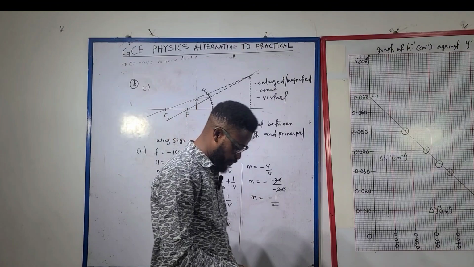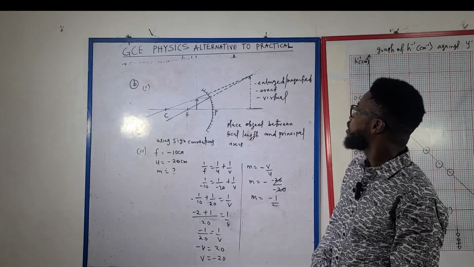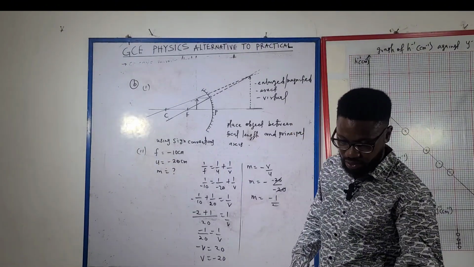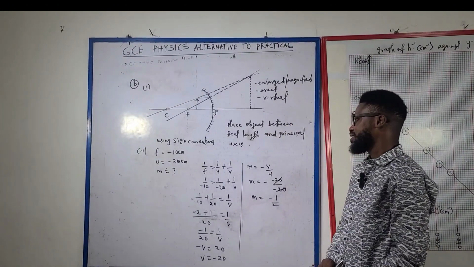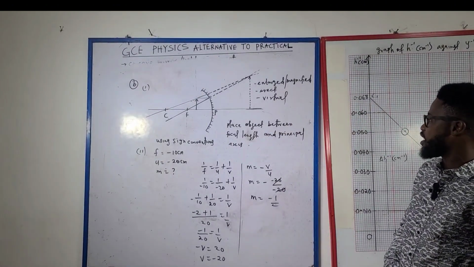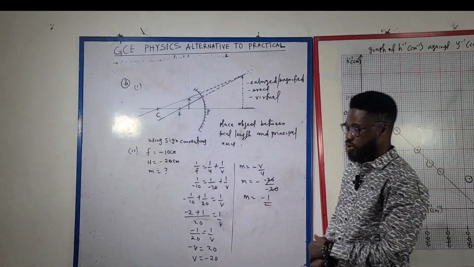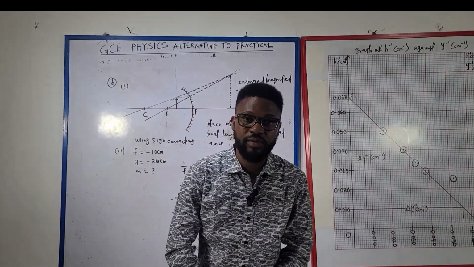And with that, we've come to the end of this question from this light experiment using a concave mirror. Take note of the sign conventions I used. Take note of the plottings of the graph. And I tell you, once you do all of this, there is no way you're going to miss out on your 25 marks.